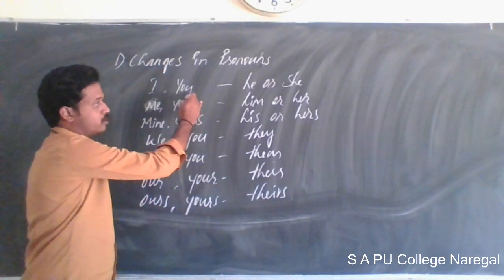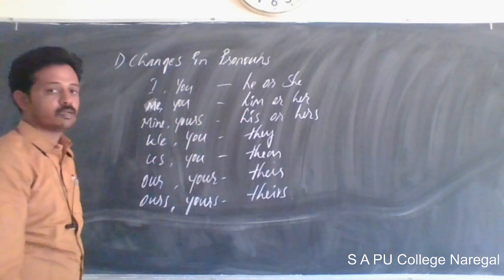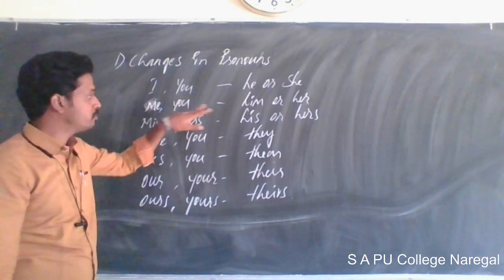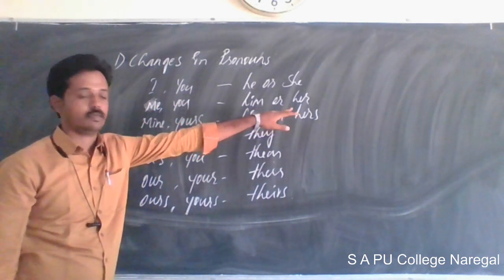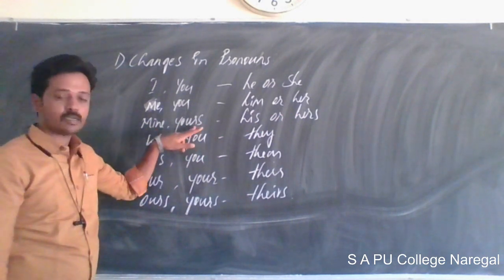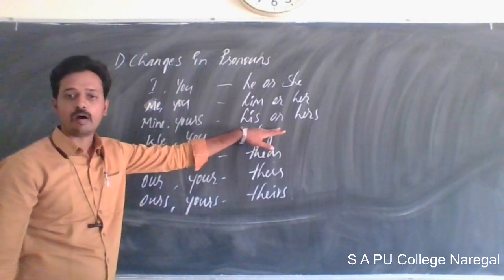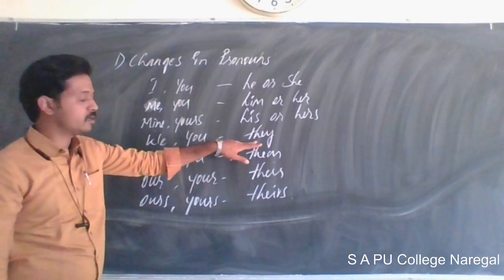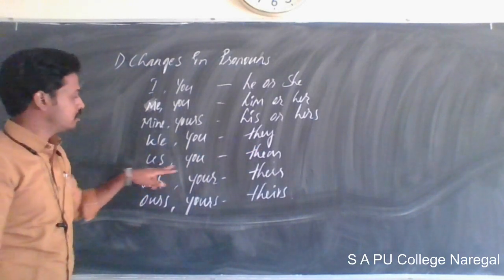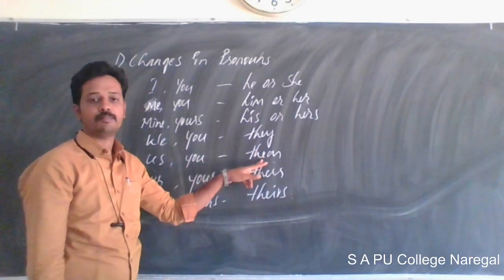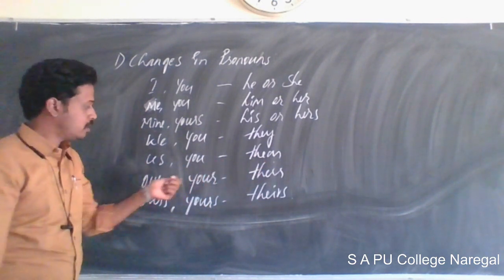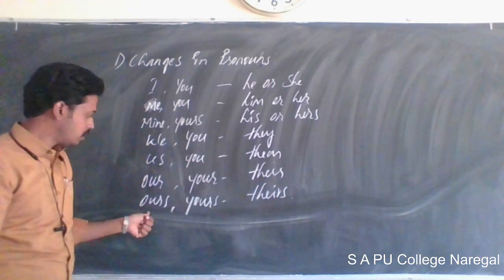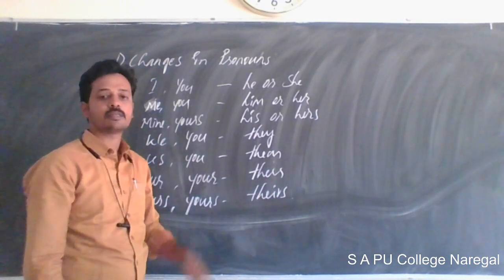I and you become he or she. Here, singular you. Me and you become him or her. Mine and yours become his or her. We and you become they. Us and you become them. Our and your become their. Ours and yours become theirs.